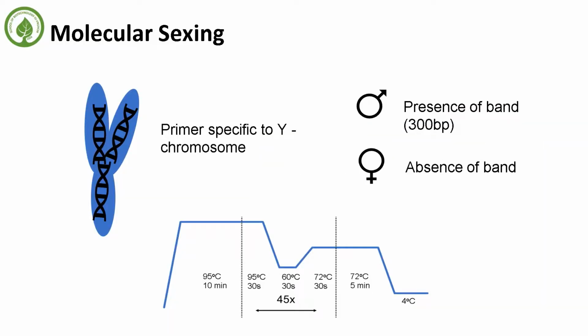The target DNA region used in molecular sexing is specific to the Y chromosome. Therefore, if the cloned blastomere has the Y chromosome like the donor cell, a band of 300 base pairs shows up. But if the cloned blastomere does not have the Y chromosome, like the recipient oocyte, the band does not appear.